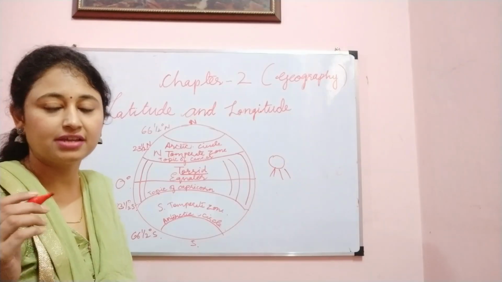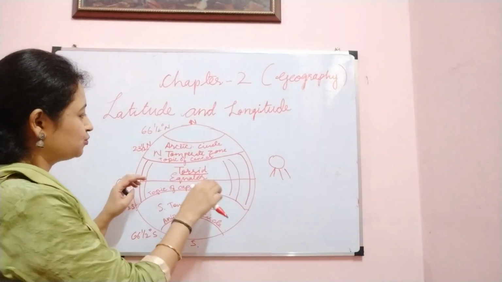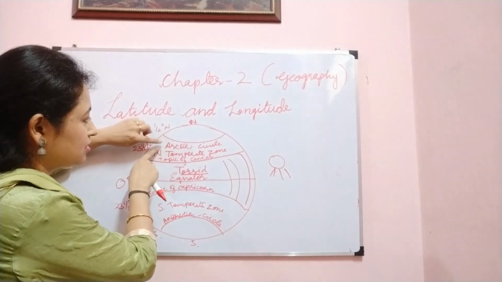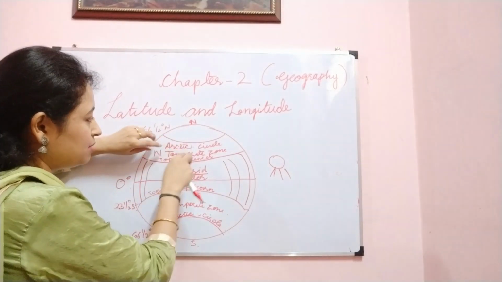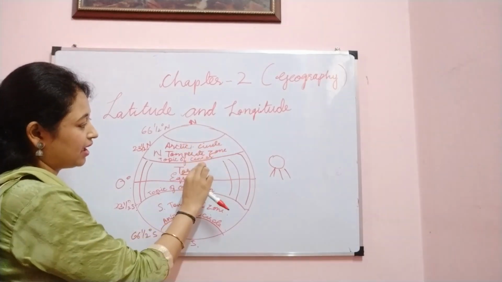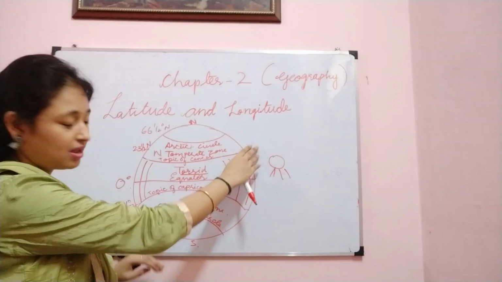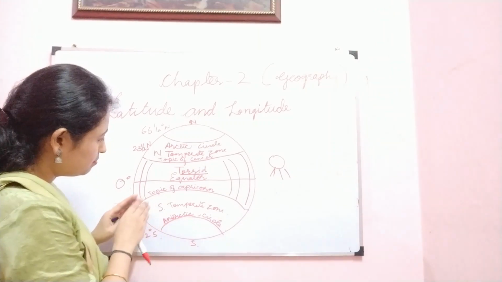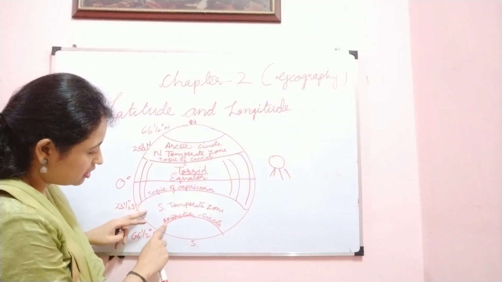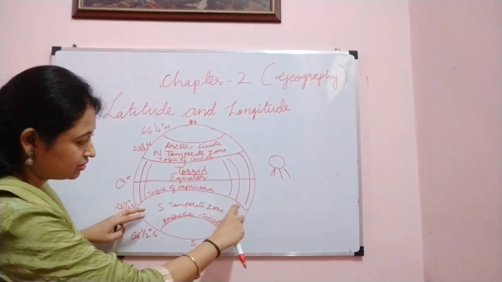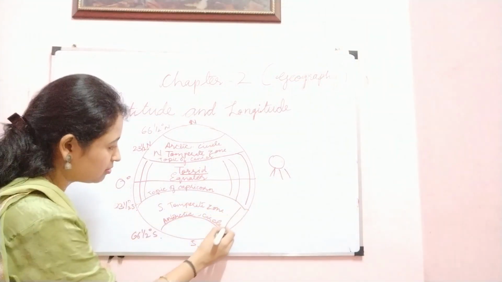Next is the temperate zone, which lies between the Arctic Circle and the Tropic of Cancer. The area between the Arctic Circle and the Tropic of Cancer towards the north, and the area beyond the Tropic of Capricorn and the Antarctic Circle. This particular area I'm talking about.